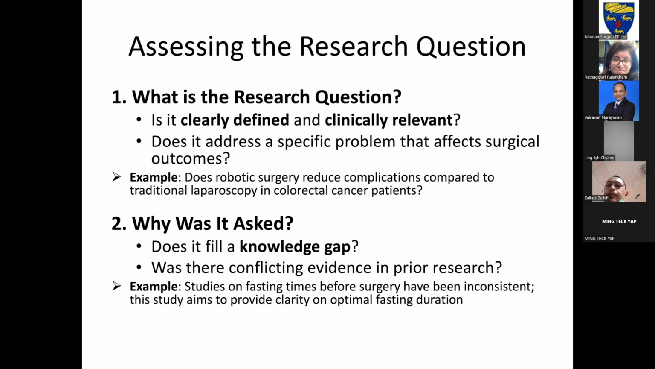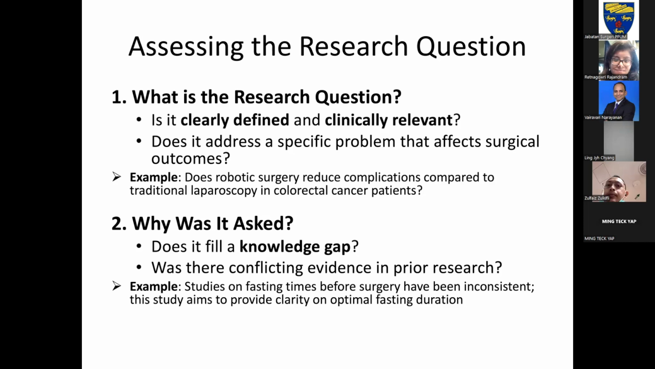You need to know why the question was asked, as in the rationale for that question itself. Does it fill a knowledge gap? There must be a gap in knowledge. You must always look at the literature to see what has already been published about this topic. And then you assess what has not been published and what is unknown. And that's the knowledge gap.